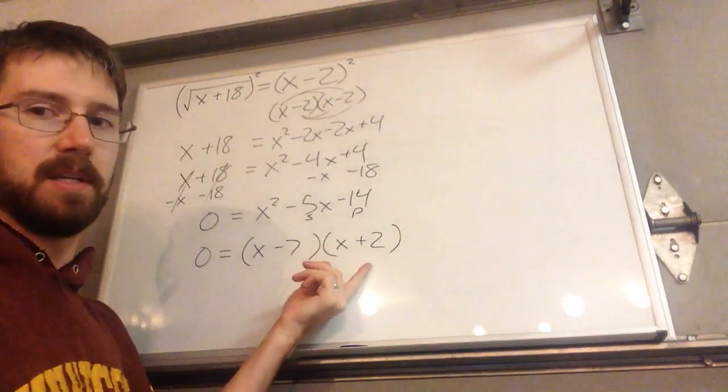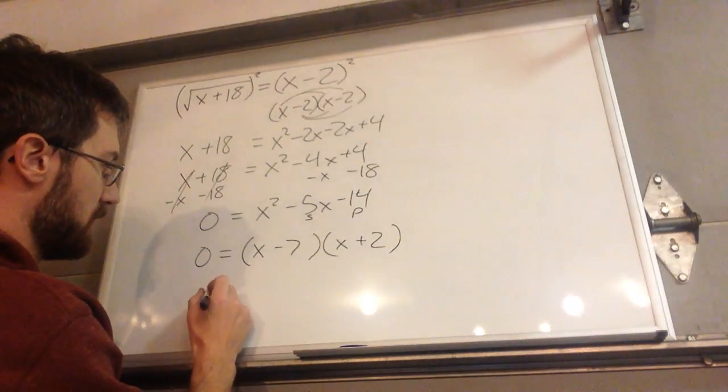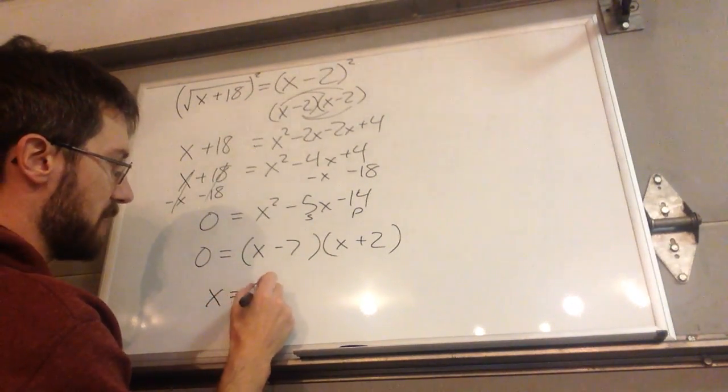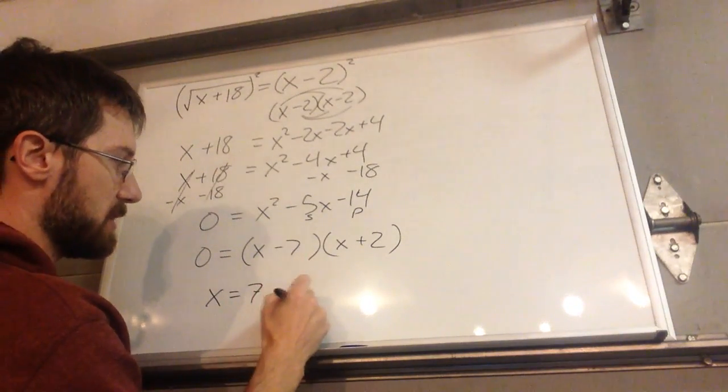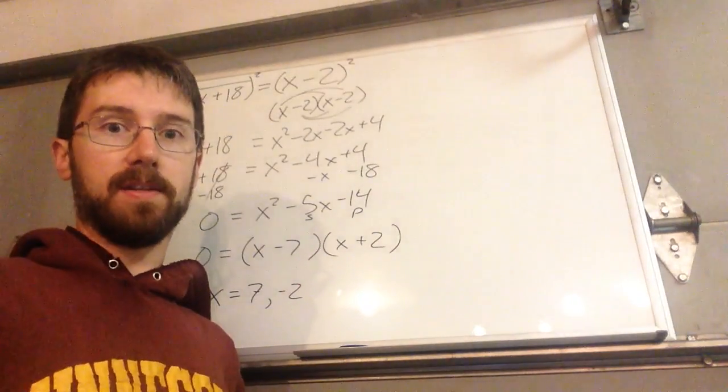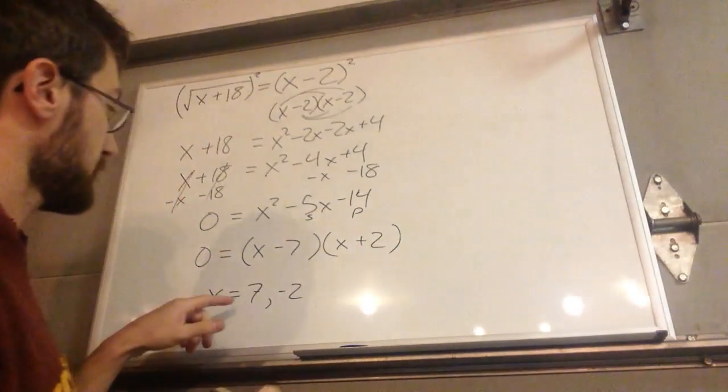Change the signs in here to solve for x. This is going to be x equals positive 7 for the x minus 7, and negative 2 for the x plus 2. Now, we do need to check these to make sure that they actually work.